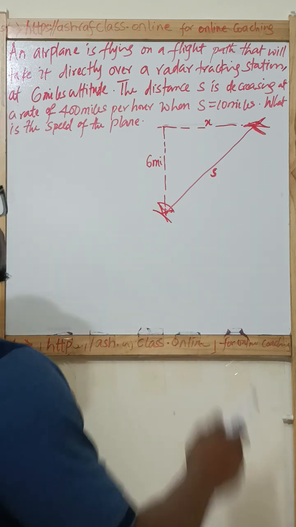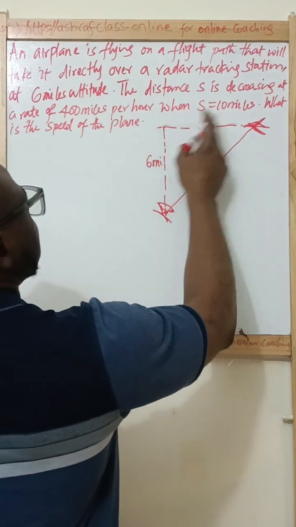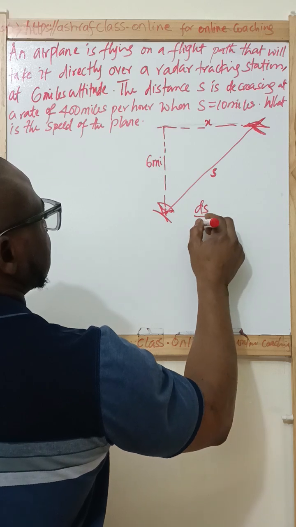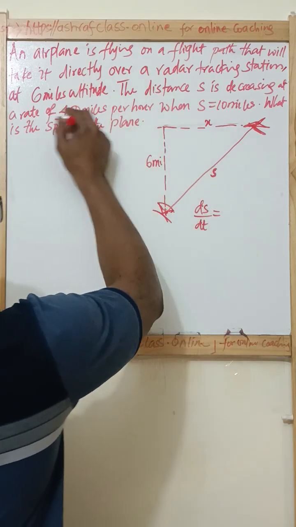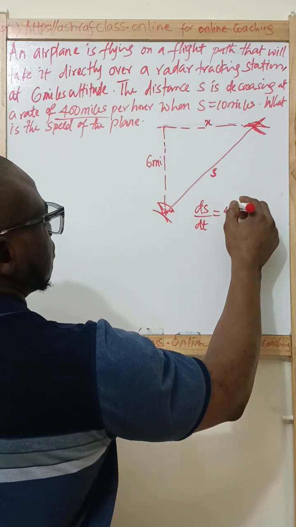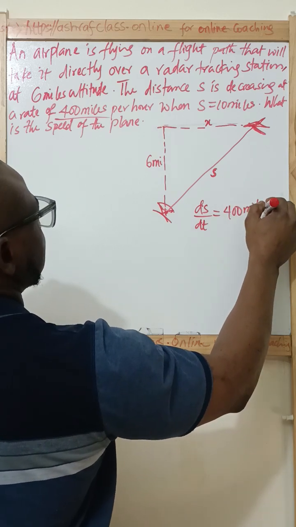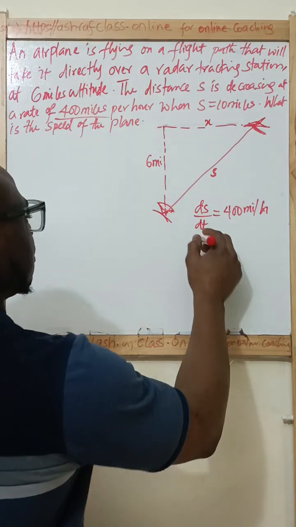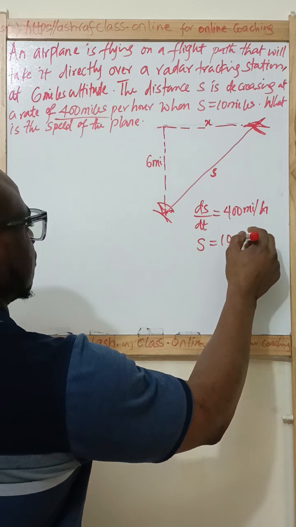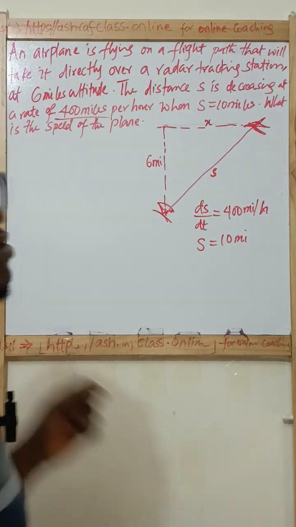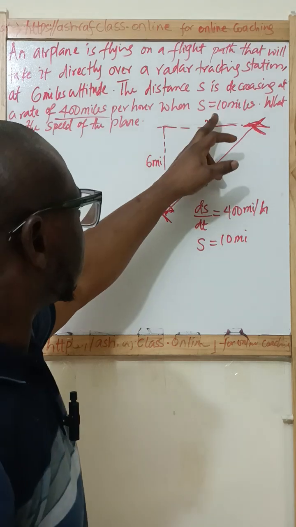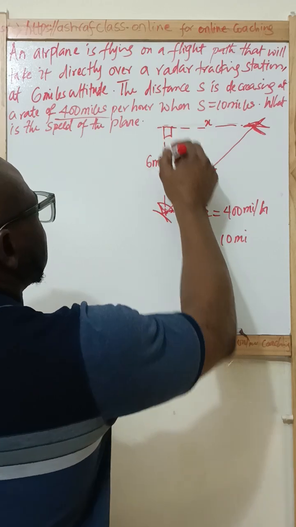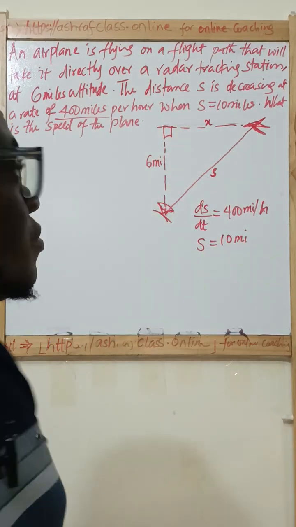Okay, so here we are given ds/dt to be 400 miles per hour, right? And S is also given as 10 miles. And we also see that there is a relationship here. If you apply Pythagoras theorem, this is a right angle triangle, right?